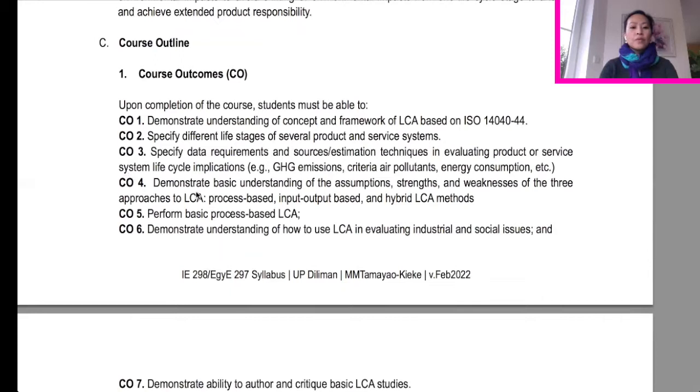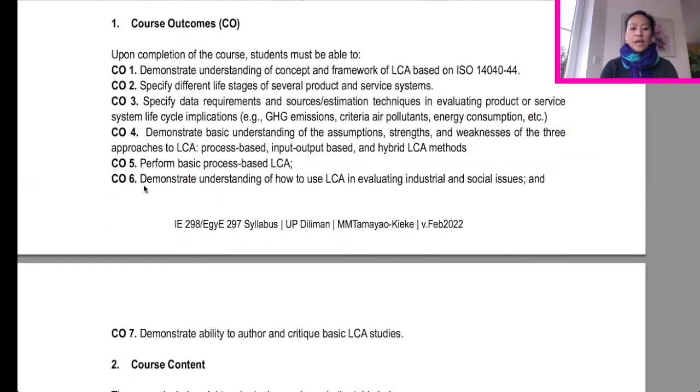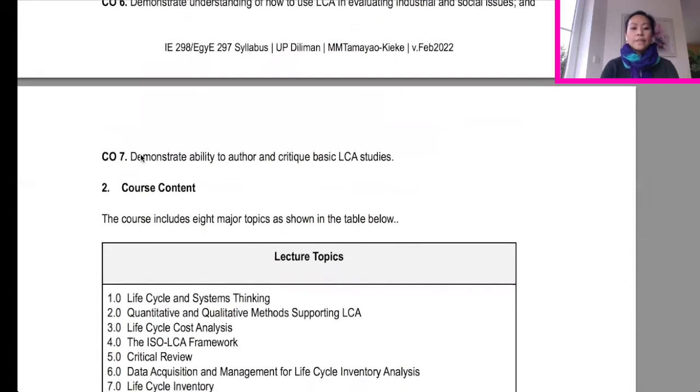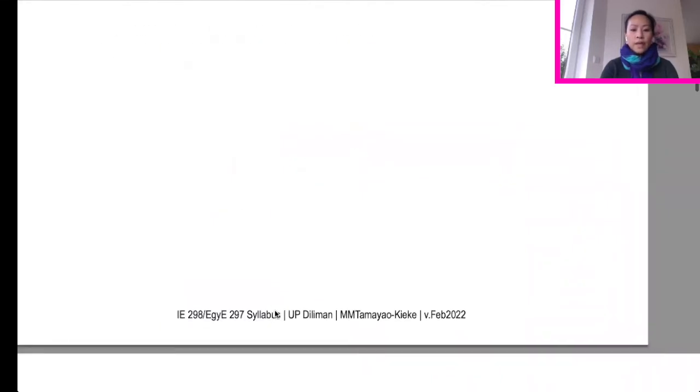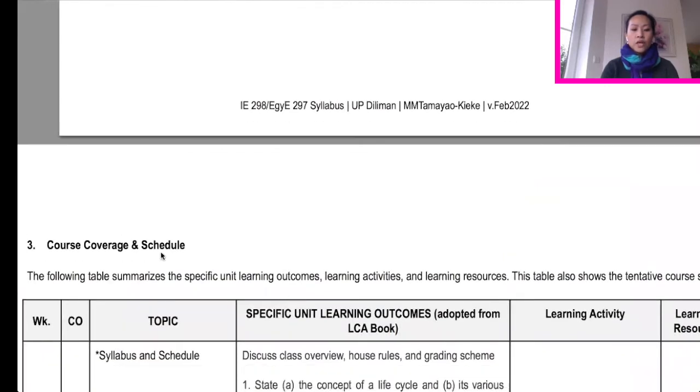And then fourth, demonstrate basic understanding of the assumptions, strengths, and weaknesses of the three approaches to LCA, mainly process-based, input-output, and hybrid. And then perform basic process-based LCA and demonstrate understanding of how to use LCA in evaluating industrial and social issues. And lastly, demonstrate ability to offer and critique basic LCA studies. And to meet that, these are the lecture topics. Okay, so let's go through each by looking at our course coverage and schedule.